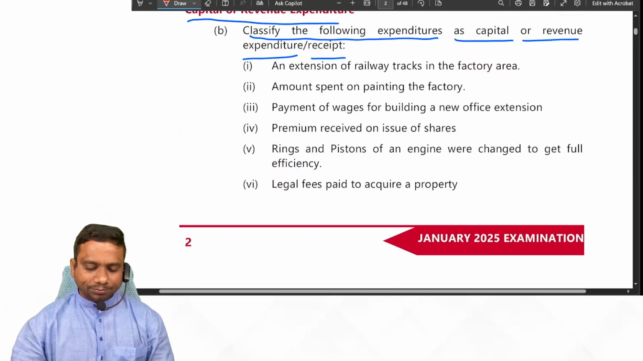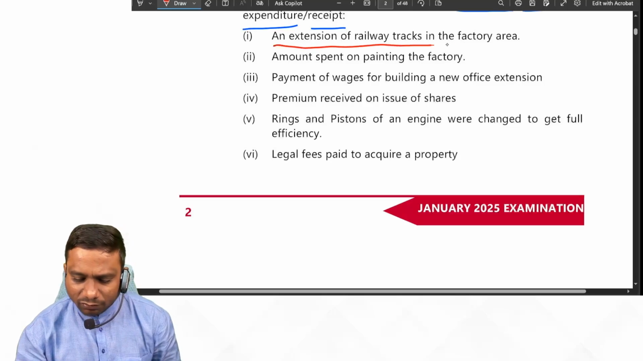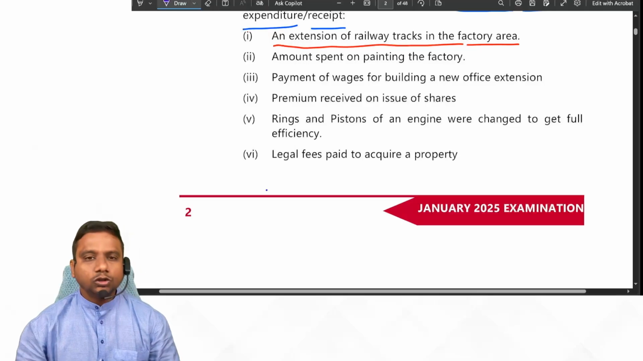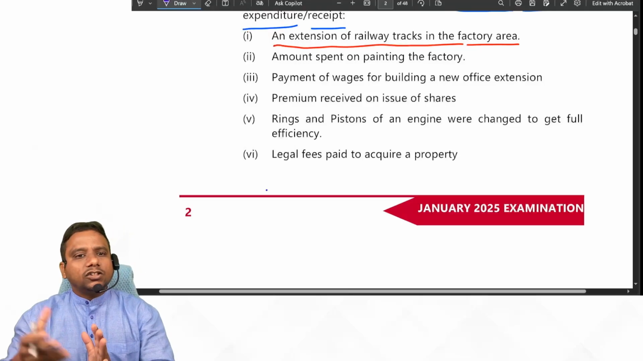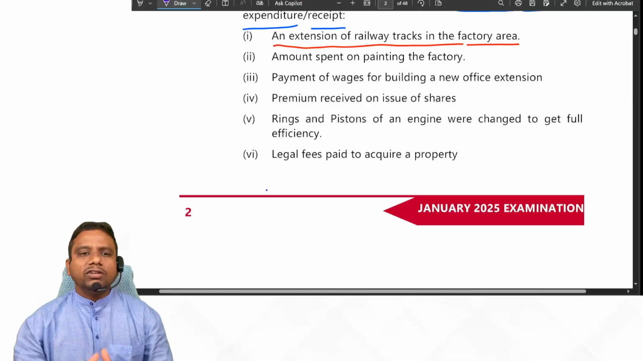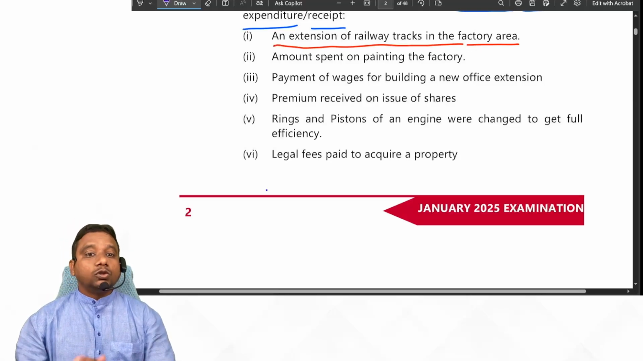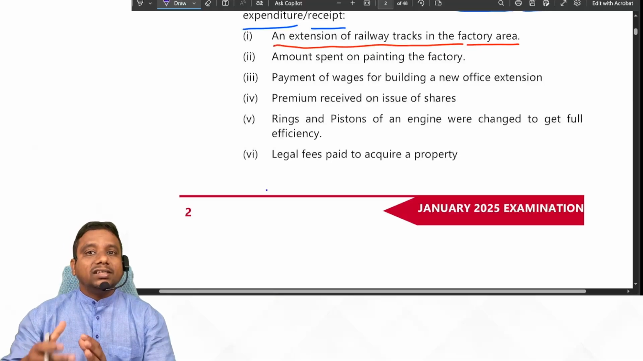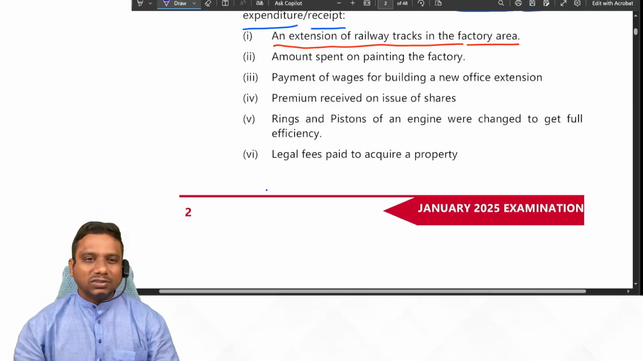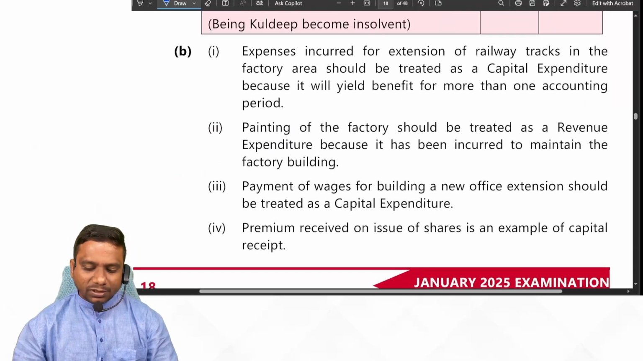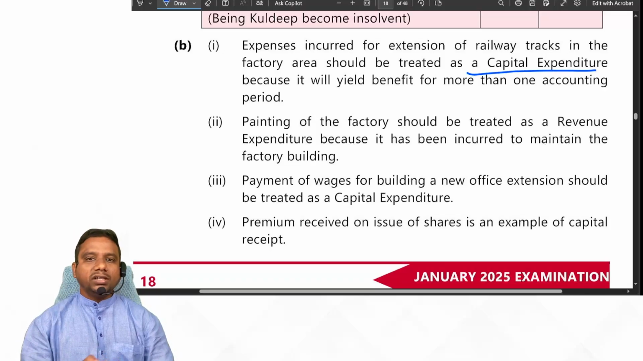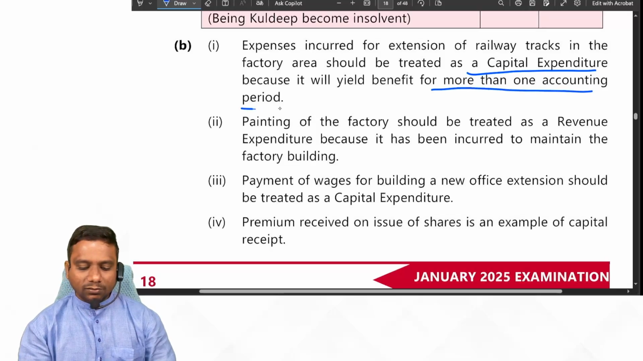Now look at the first one. An extension of railway track in the factory area. We have incurred some expenditure on extension of the railway track. First of all, check whether because of this expense, you will get any future benefits or not. Yes, we get future benefits from extending the railway track, students. So that's why this expenditure is treated as capital expenditure. Observe carefully: expenses incurred for extension of railway tracks in the factory area should be treated as capital expenditure because it yields benefit for more than one accounting period.